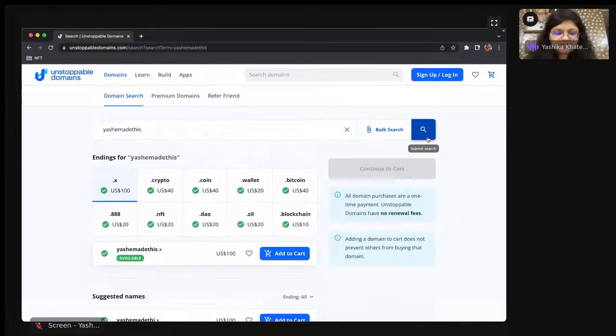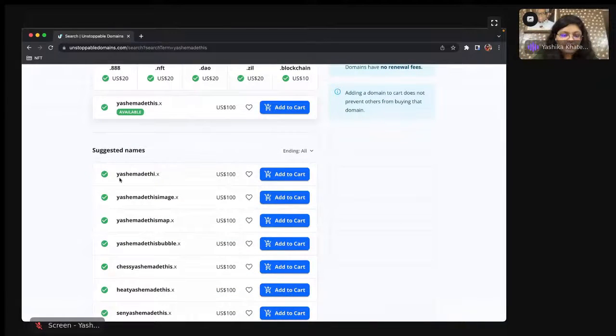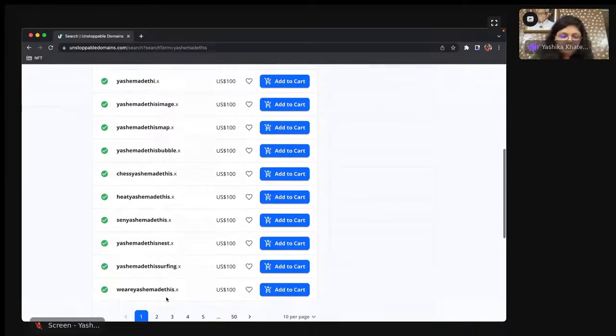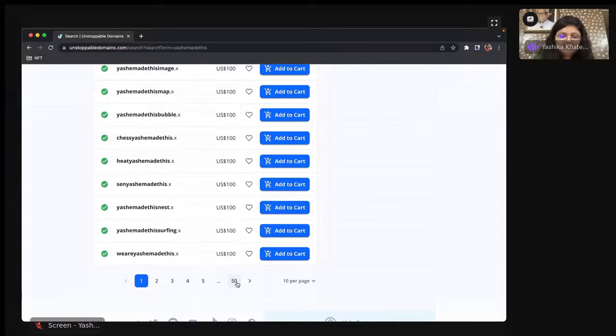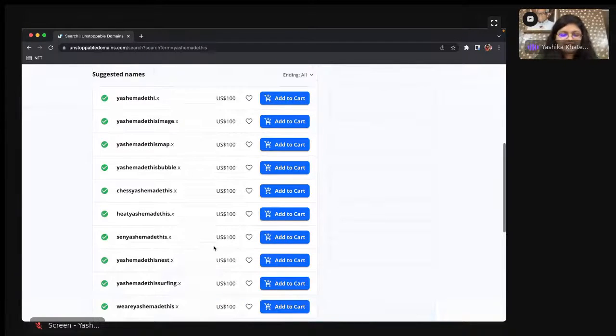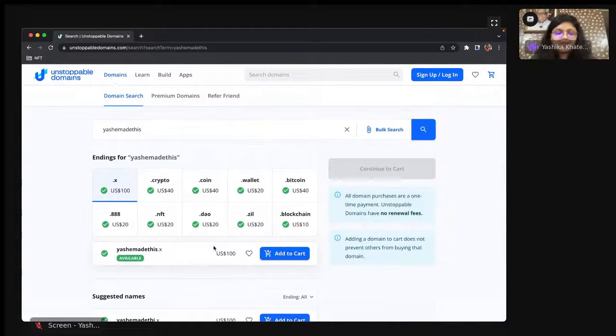Okay, cool. Looks like it's not taken. So we have all these options, but because I would definitely want to create a website out of this with Unstoppable Domains, I would go with .crypto extensions here. There are different options it suggests, like "she made this image.x," "she made this map," "she made this bubble." They have given examples up to 50, so I think there are 500-plus examples that I can use.